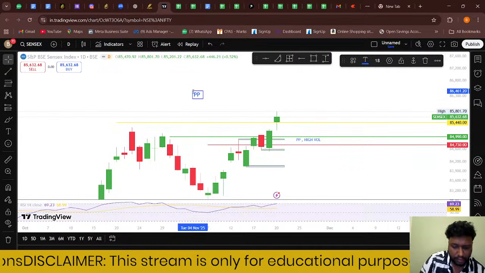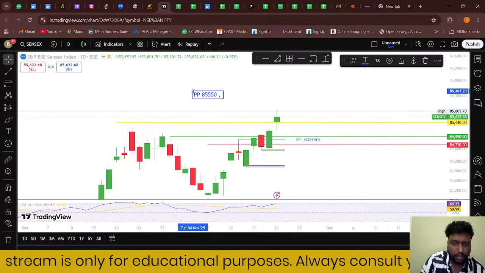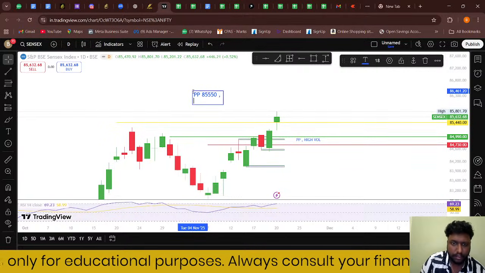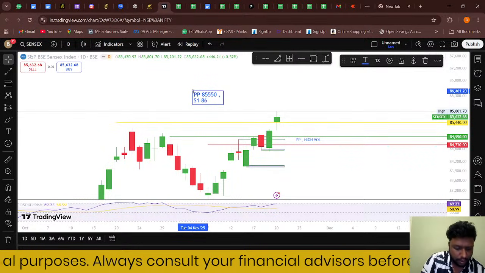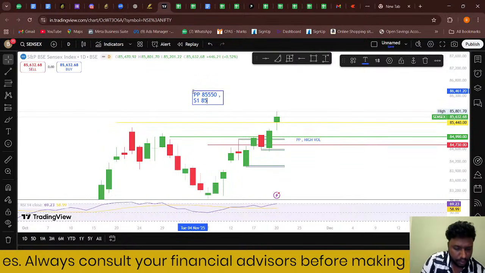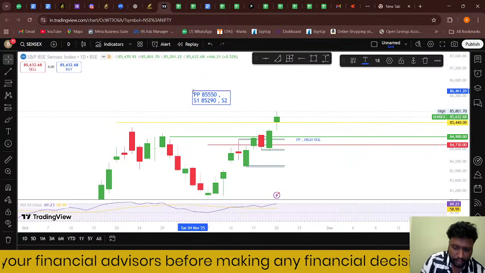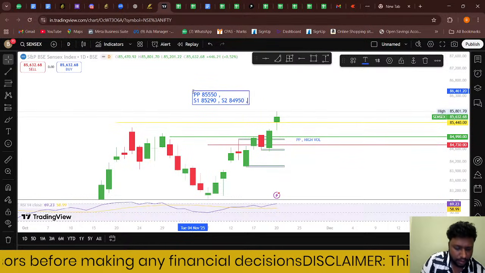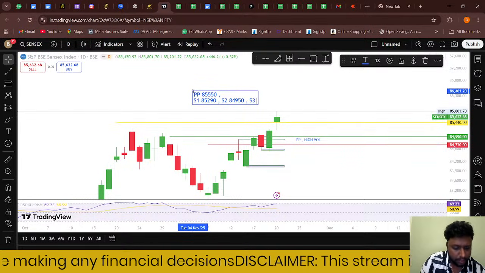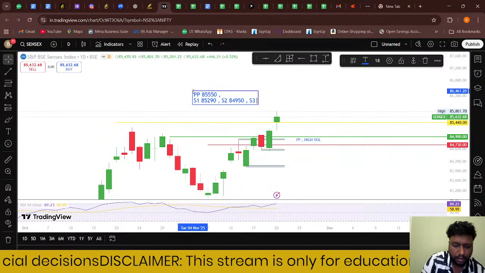So the pivot line lies at 85,550 for Sensex. Support one with respect to that lies at 85,290, support two lies at 84,950, and support three lies at 84,690.